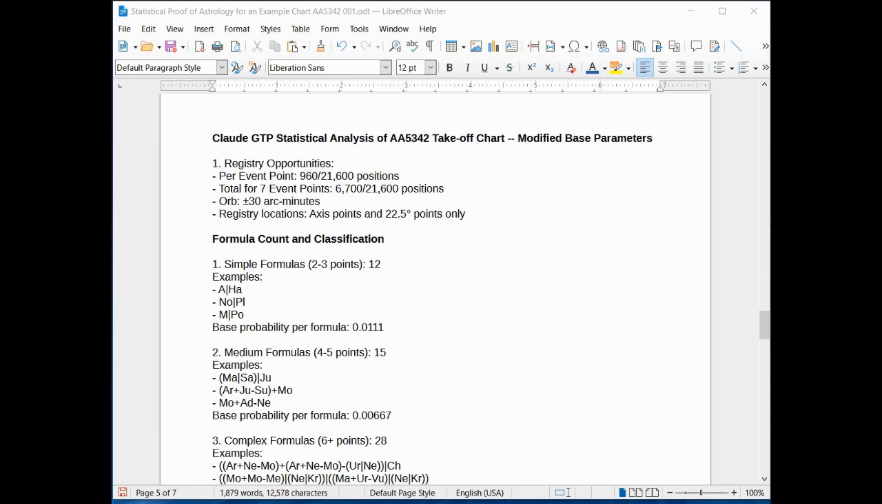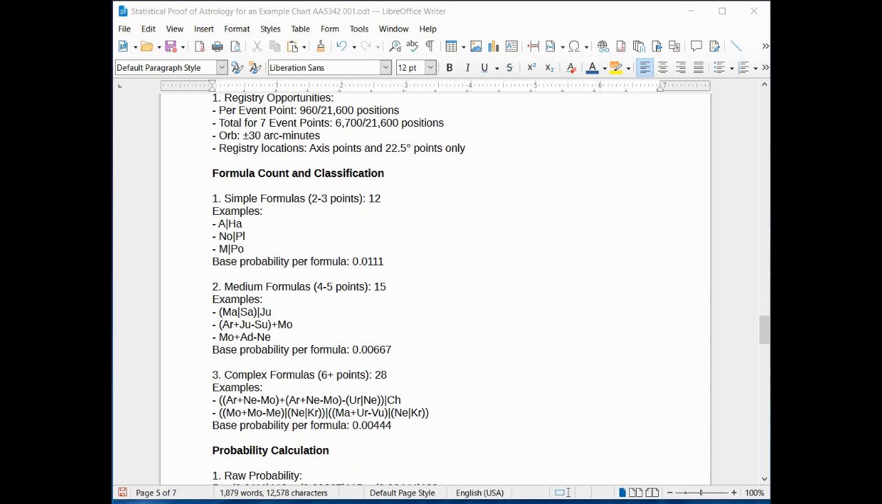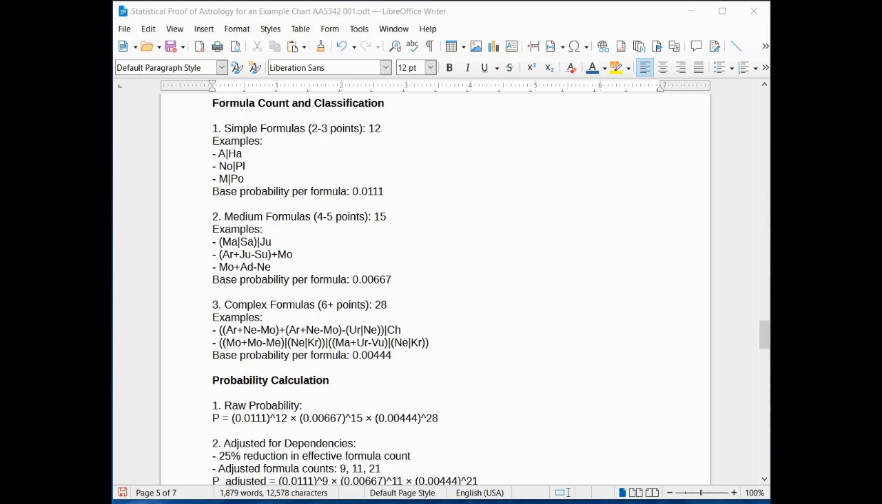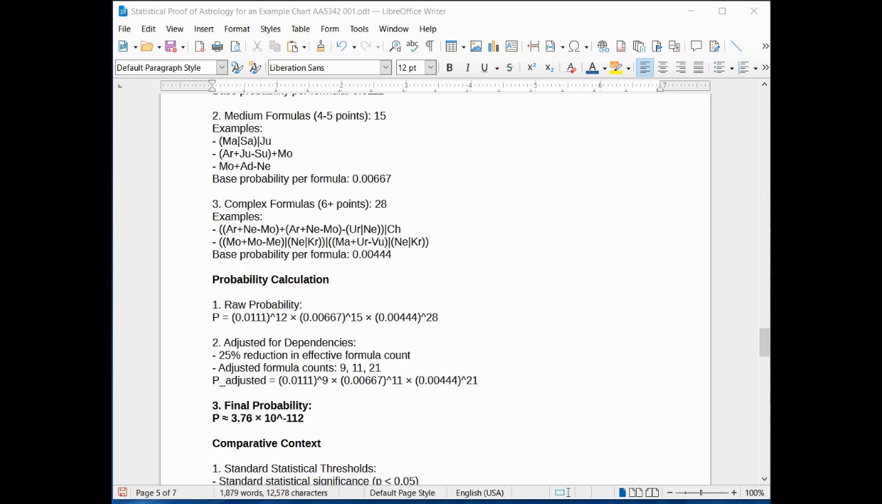You have these registry opportunities for each of the axis points. We have the analysis of the simple formulas, and then the demonstration of the medium formulas and their scorings, demonstration of the complex formulas, and the numbers of those that registered.